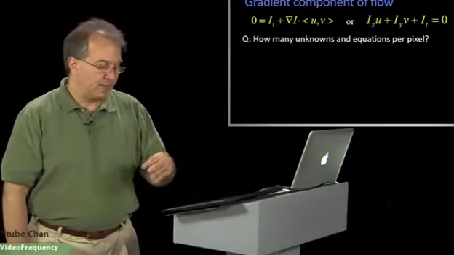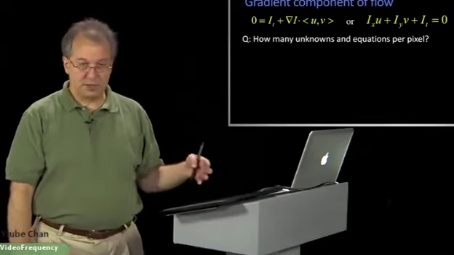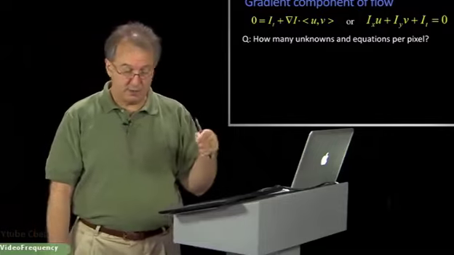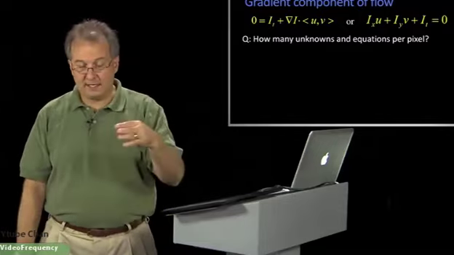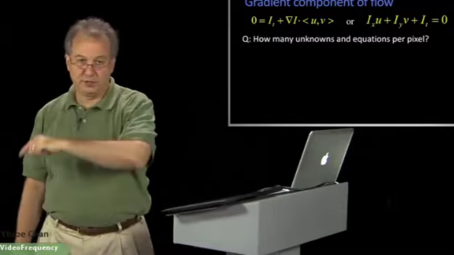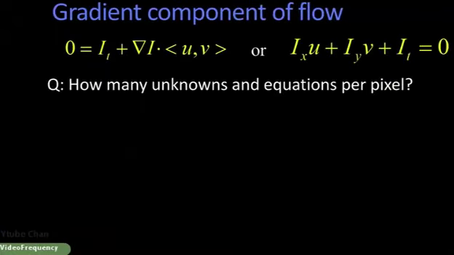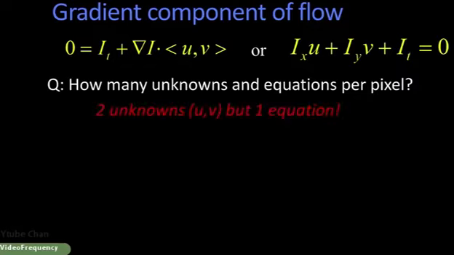So here I have the equation written both ways, the gradient image dot product way, or the algebraic way. Question: how many unknowns and how many equations per pixel? The number of unknowns is easy. What was I trying to solve for? U and V, right? U and V is which way this point is moving. Great. How many equations? Well, yes, there are 2 equations up there, but they're the same equation. I have 2 unknowns, but only 1 equation per pixel.